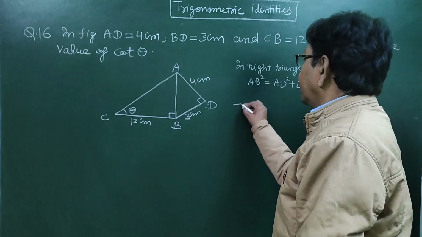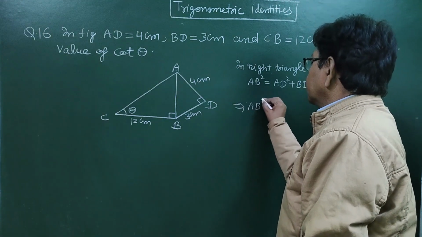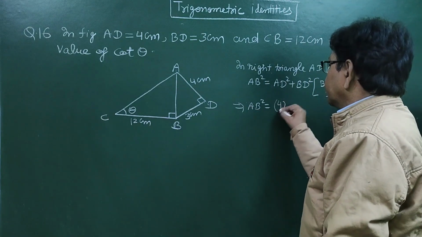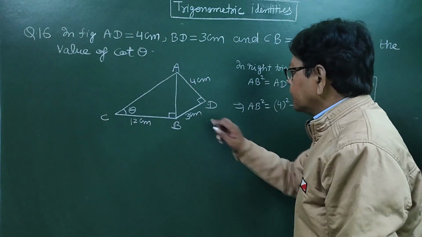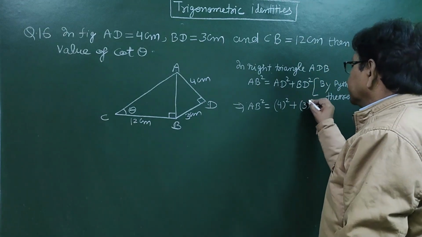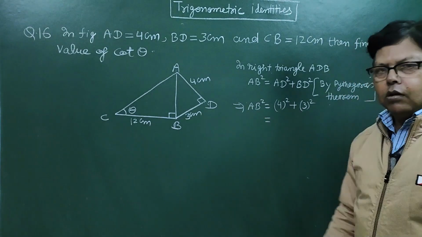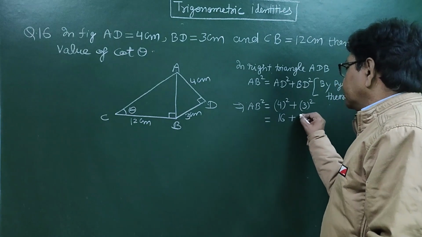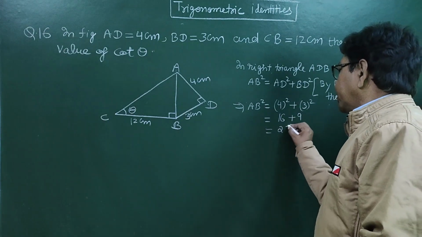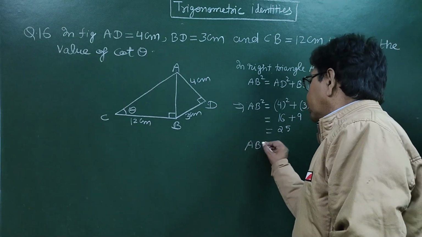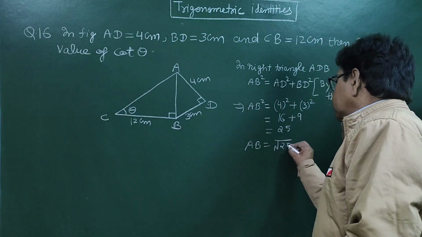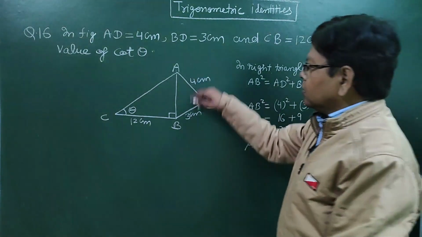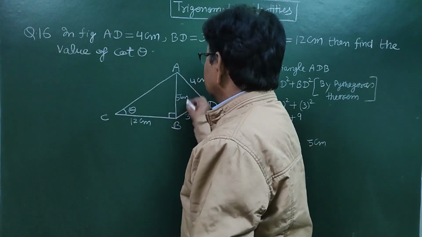So if we put all the values here, AB square is equal to AD is 4 square plus BD has a length 3 square. 4 square is equal to 16 and 3 square is 9. So 16 plus 9 is 25. So the value of AB is square root of 25, which is equal to 5 centimeter. Now you have got this side, this is 5 centimeter.